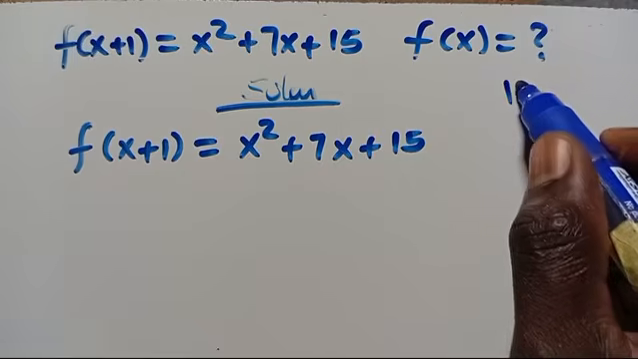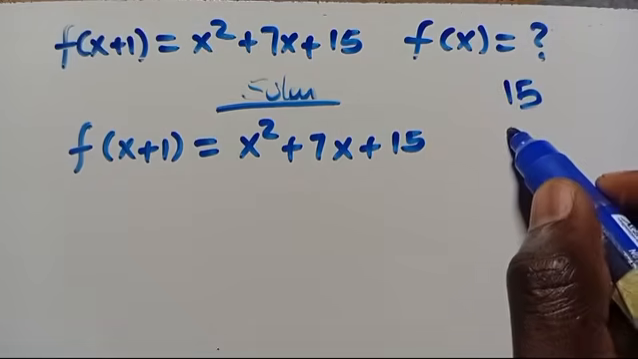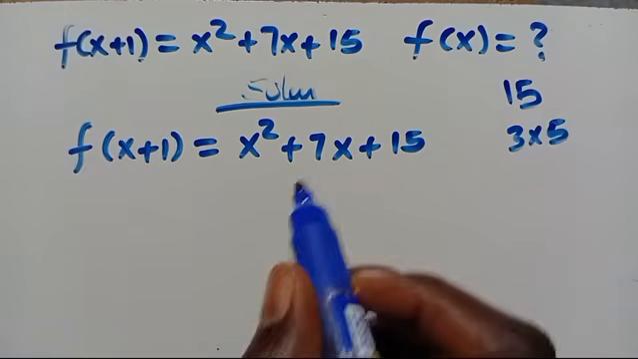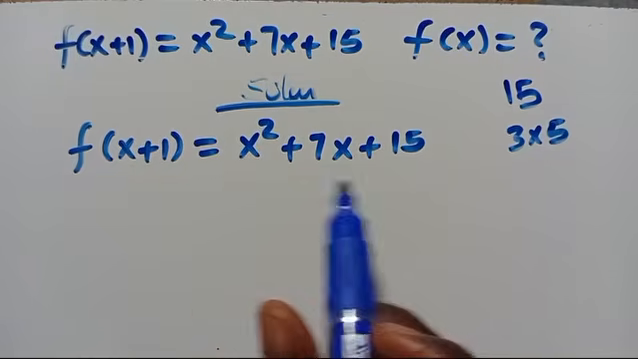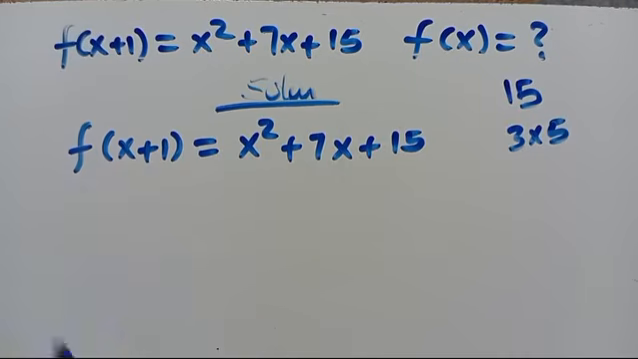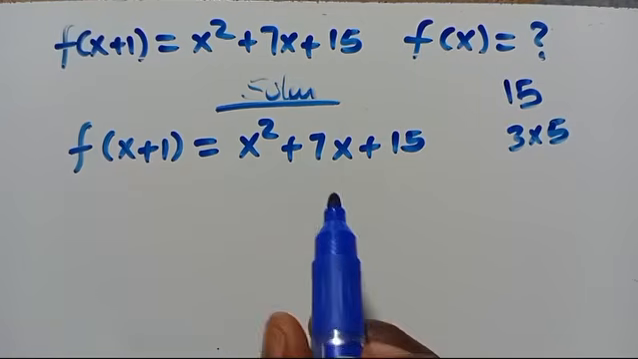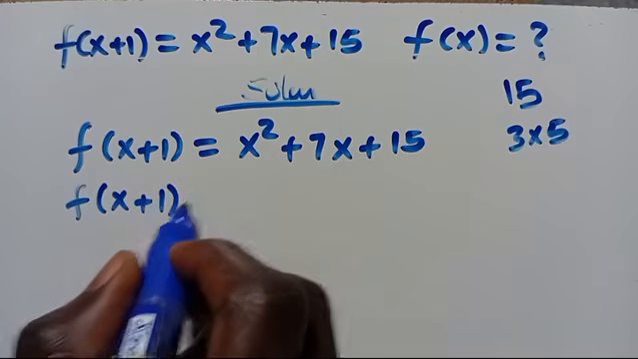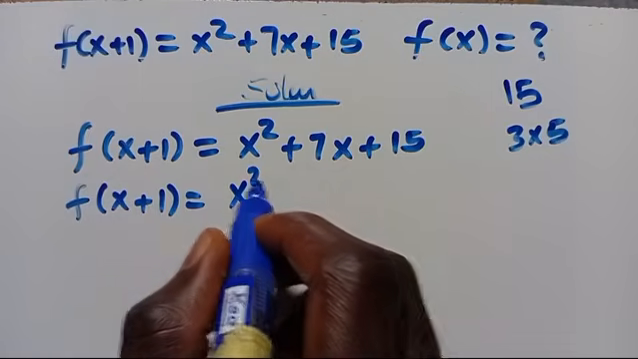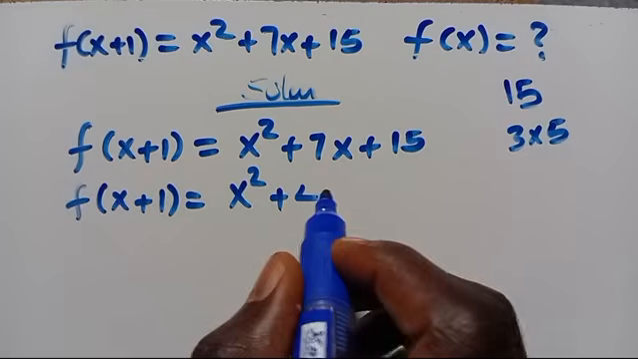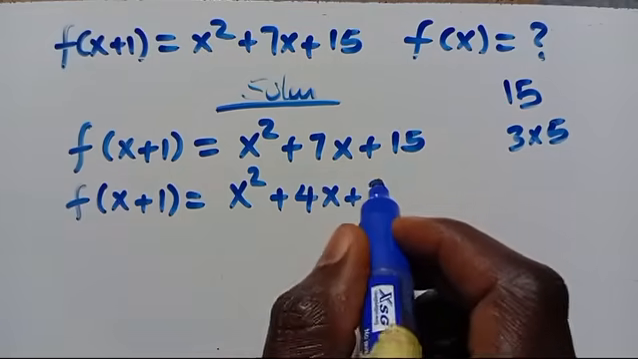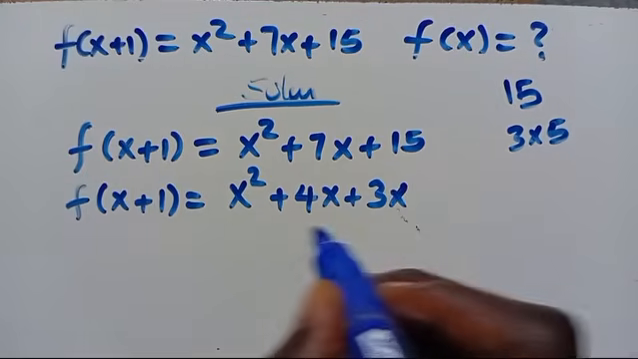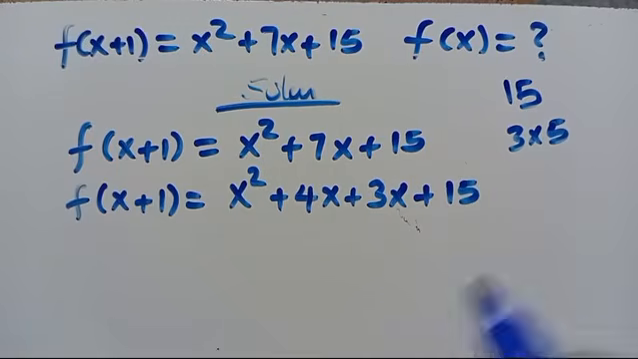Then we have 15 as 3 times 5. The sum of 3 and 5 cannot give us 7, and we want to express this side in terms of x plus 1. There's no direct way to do it, but let's see. We have f of x plus 1 equals x squared plus 4x plus 3x, which gives us 7x plus 15.